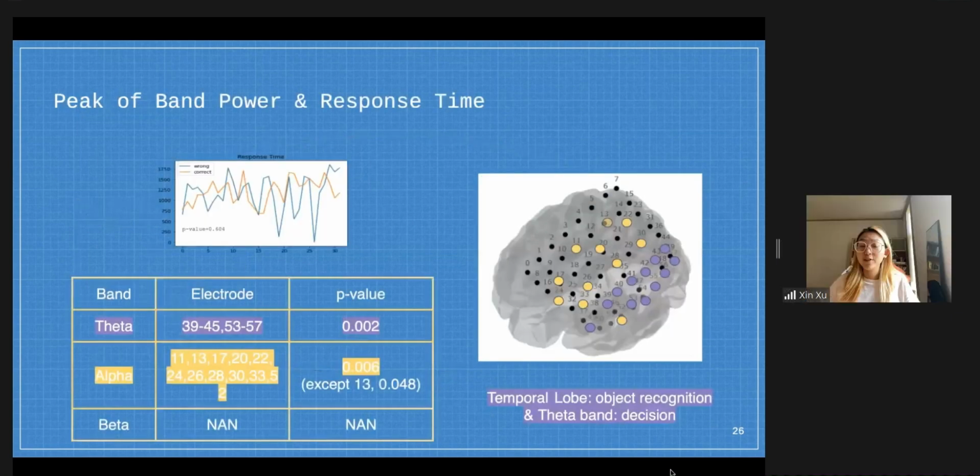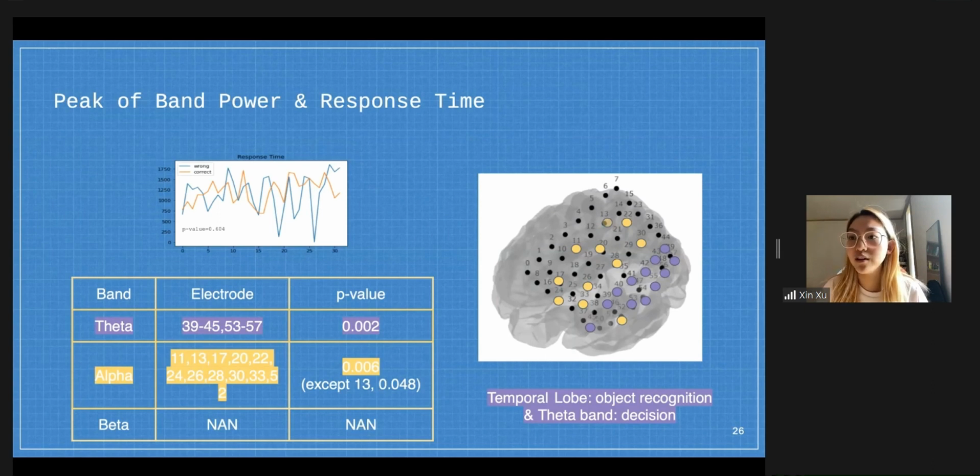Yeah, so the first criterion we need to pay attention to is the response time here. And first of all, we want to check whether the peak of band power is highly correlated with response time. And the thing we found out here is that the theta band is really a good thing to pay attention to, because it has a significant relationship with the temporal lobe, which is in charge of object recognition, and the theta band is related with decision processing.